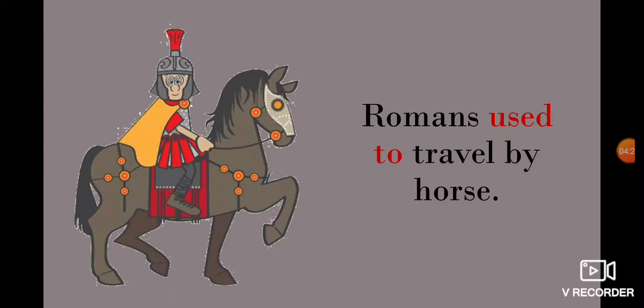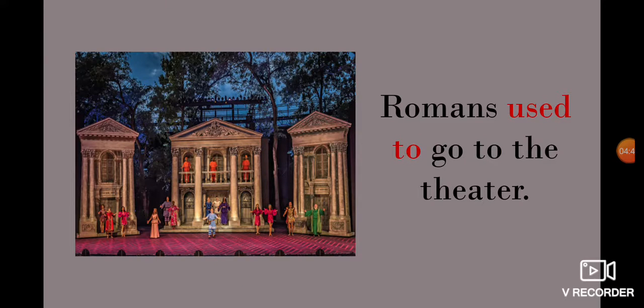And we have some examples here. Romans used to travel by horse. This is an action that was repeated in the past by these people. Then we have, Romans used to go to the theater. Solían ir. Maybe every weekend, maybe three times per week. We don't know, but Romans used to go to the theater.